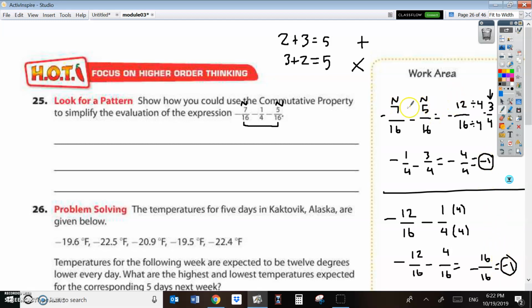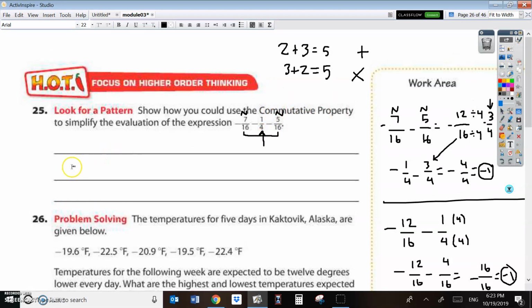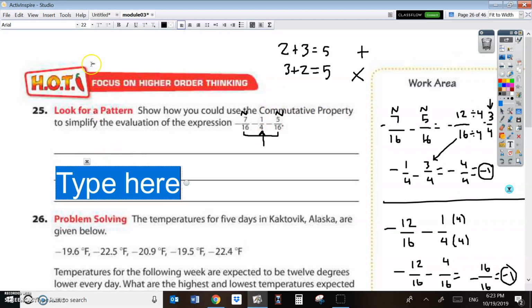You could combine these two and then simplify the fraction. It would give you the same denominator as the original number. But anyway, the commutative property allows you to rearrange the addends. So let's type that in there.